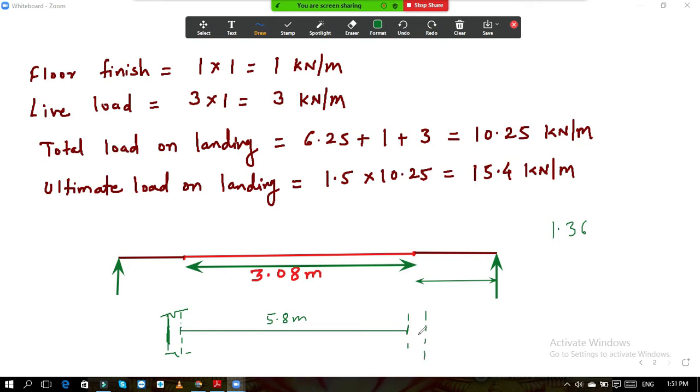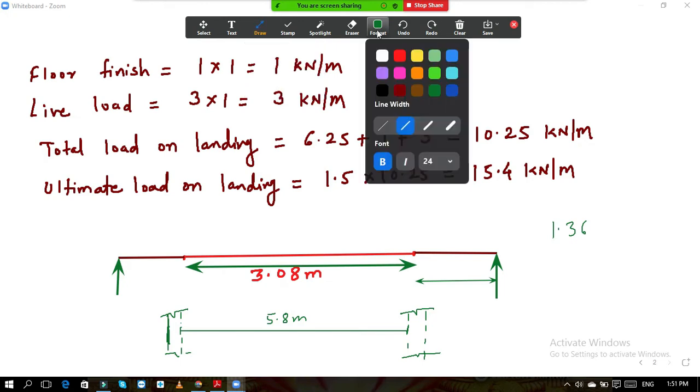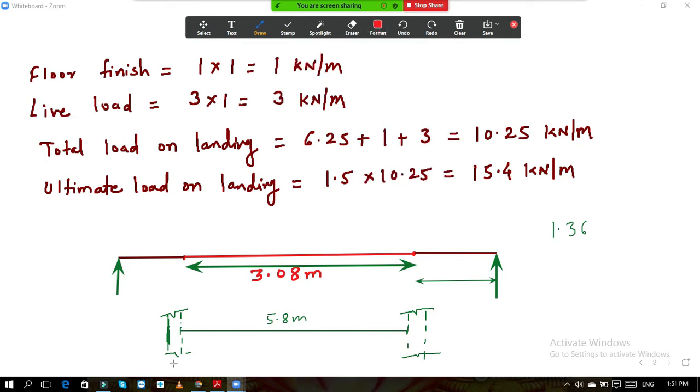Okay, and the thickness of the support was 230 mm. So from this we have calculated the effective length. What was our effective length, from the center of this point to the center of this point? It is 5.8 plus 0.23 was our effective length, 6.03. Okay, so this effective length is 6.03.